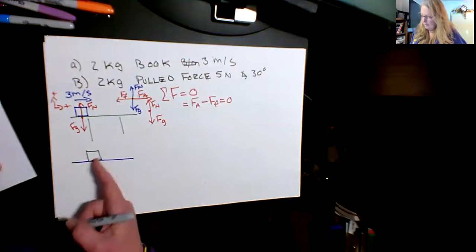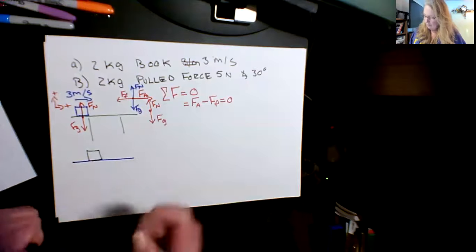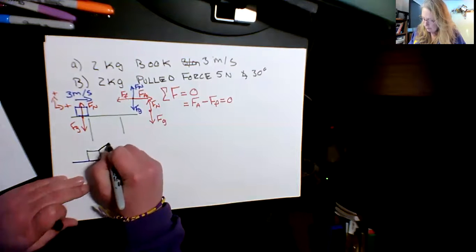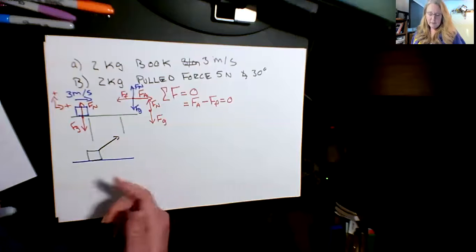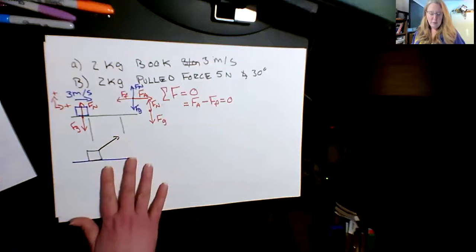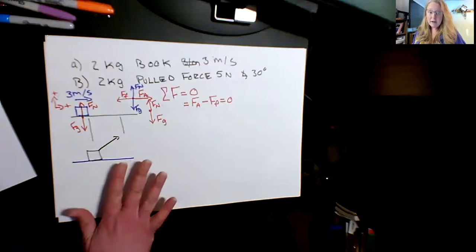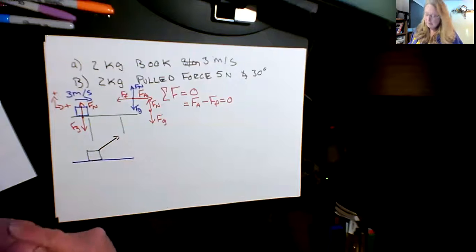So this thing here is being pulled with the force of 5 newtons at 30 degrees. I don't know if it's being pulled to the left or to the right. I just know that it's being pulled. So whatever picture you paint from this is fine. If you go the opposite direction, you've done nothing wrong.